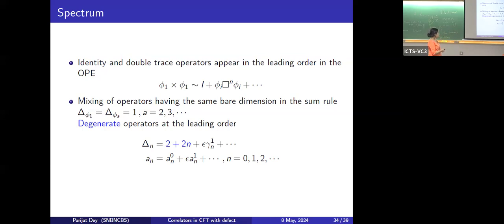So these are the operators. What I'm trying to say is that all these operators will have the same Baire dimension, so they will mix. These are kind of degenerate at this order, so it is difficult to tell which operator is this particular one from the bootstrap point of view.